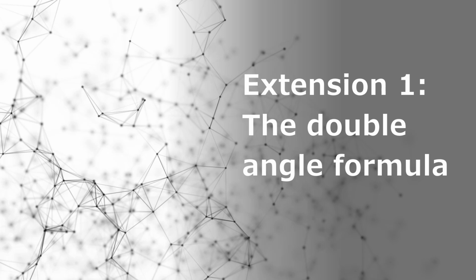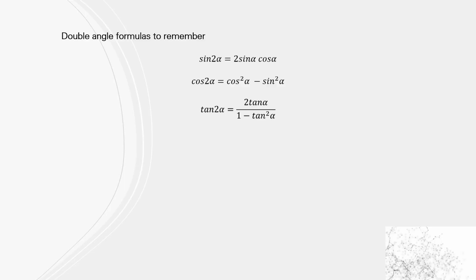Welcome to the double angle formula. These formulas are ones that you actually need to remember. They do not appear on your reference sheet, but using the last video that we watched in regards to compound angles, we can actually get these formulas. So we'll have a look at how these come about anyway. These are the double angle formulas for sine 2 alpha, cos 2 alpha, and tan 2 alpha.